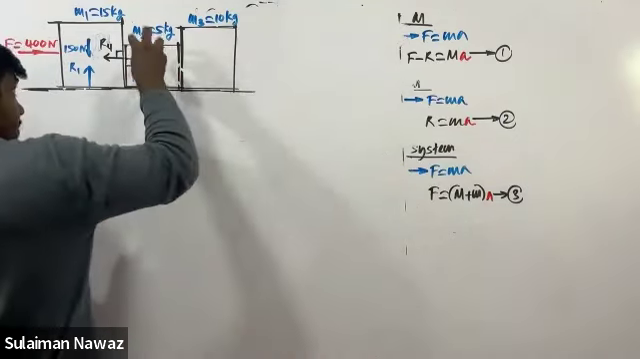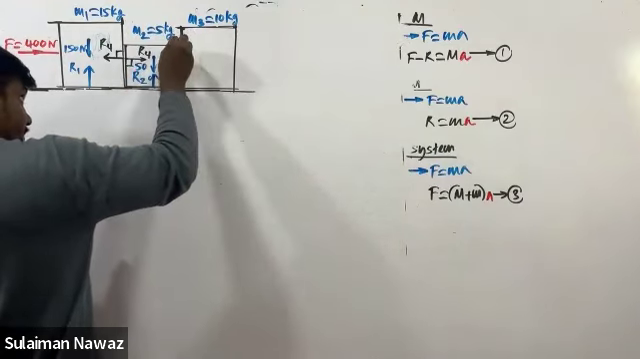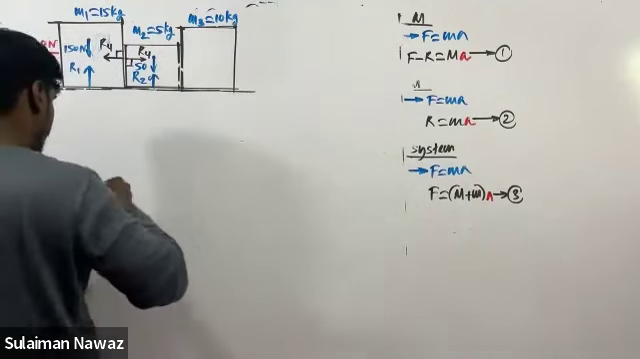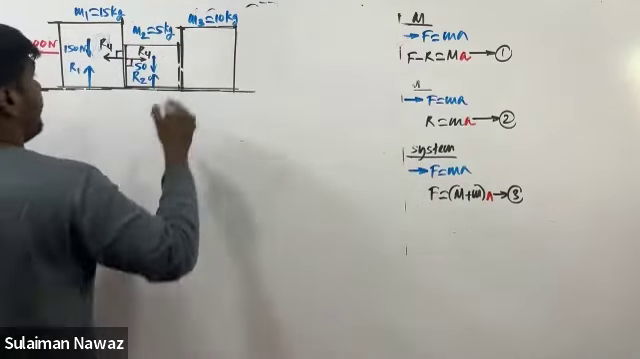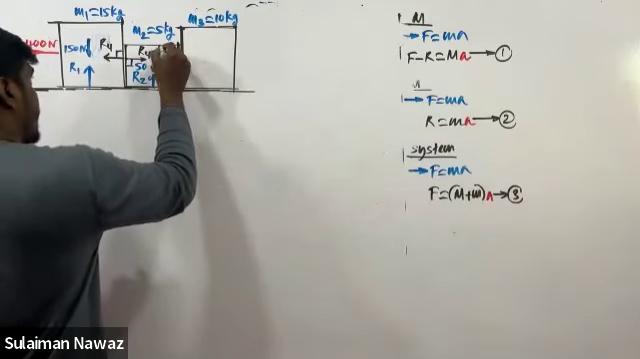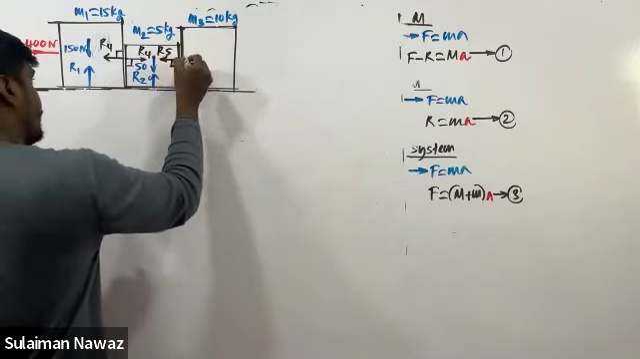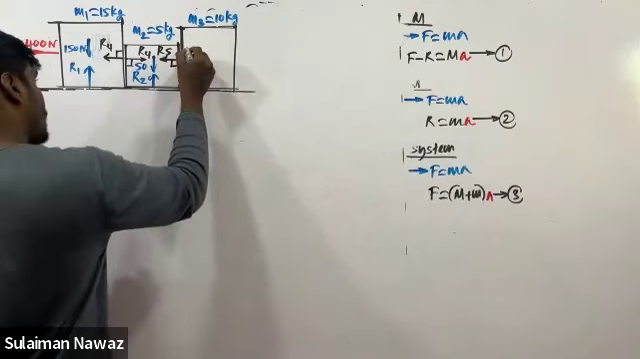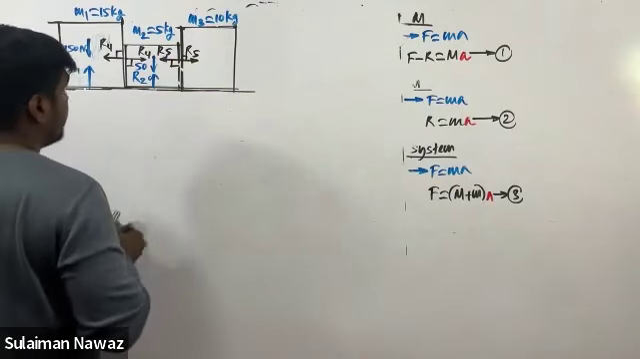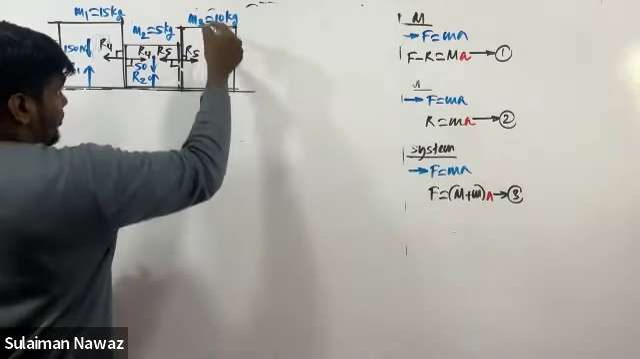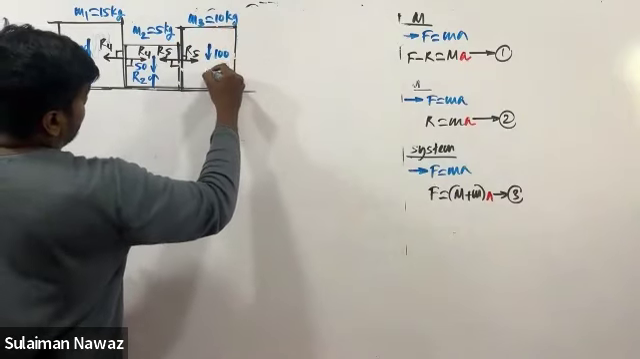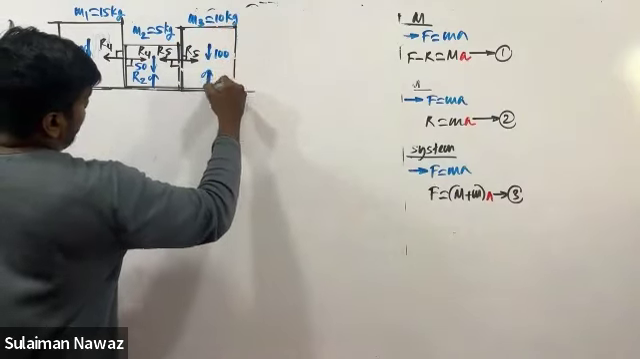There's a contact between M2 and M3. M2 compresses M3, and M3 compresses M2. Let's call these normal reaction forces R5, R5, perpendicular. Then the weight of M3, M3 times G, is 100. The normal reaction is R3.